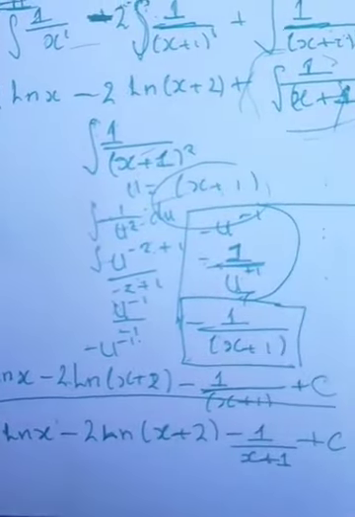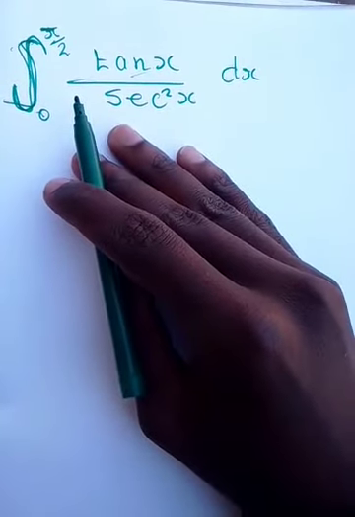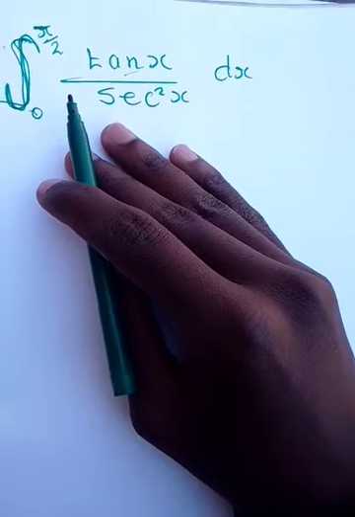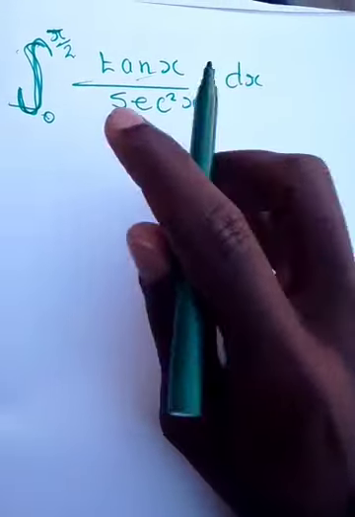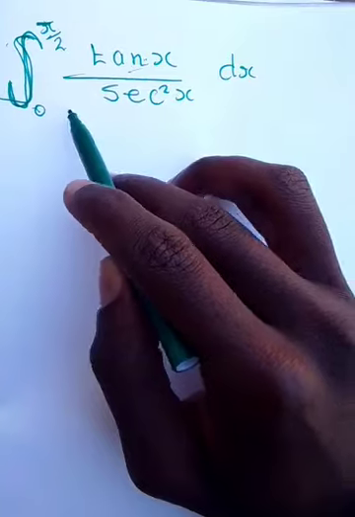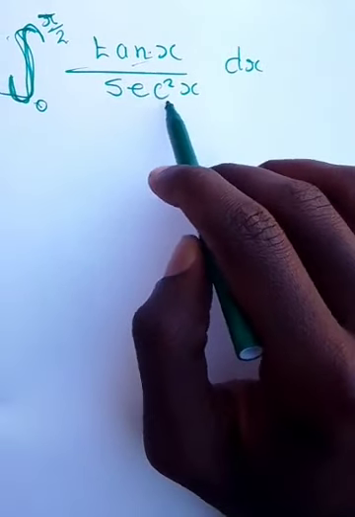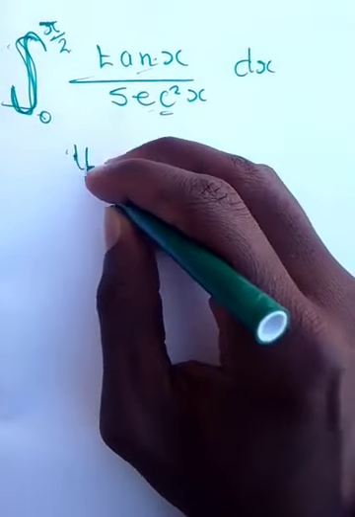Okay, so now let's solve this question. I know some of you might think of using integration by substitution, right? So let's try to use that one, because when we differentiate tan x, it's going to give us this one here, right? So you might think of using substitution. So let's try to use it.